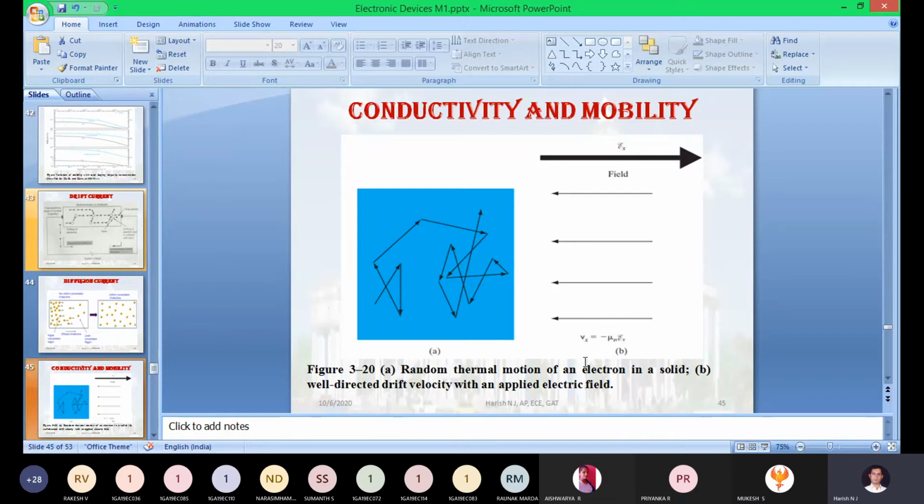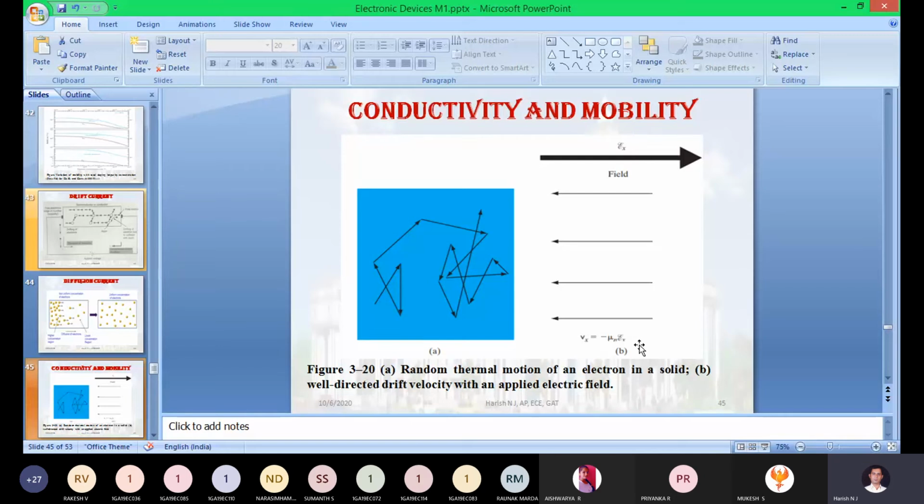Correct? So Vx is the velocity in the x direction. Epsilon x, you are applying the electric field in the x direction. And what does the minus sign indicate? It indicates opposite to the direction of the electric field. Yes, what the electric field you have applied in the x direction, all the electrons will be moving in the minus x direction. Hence, I have written Vx equal to minus mu n epsilon x.